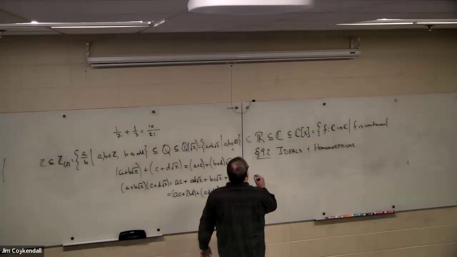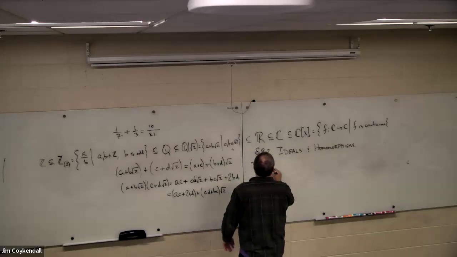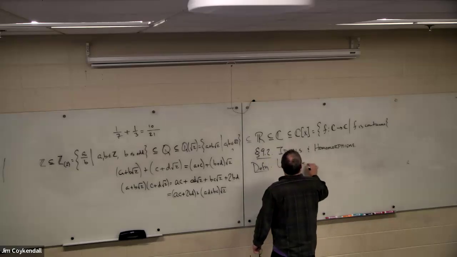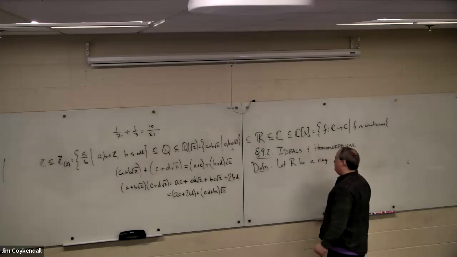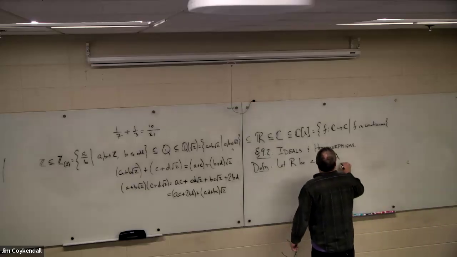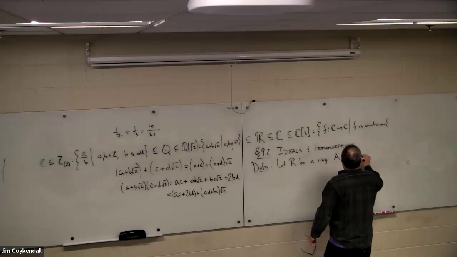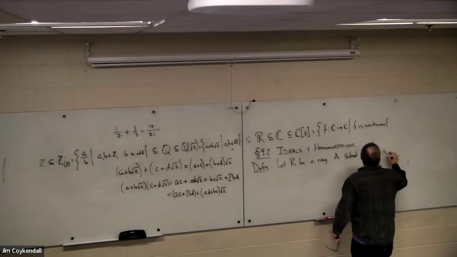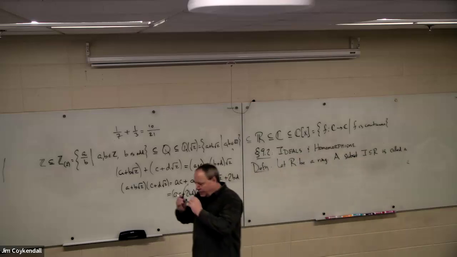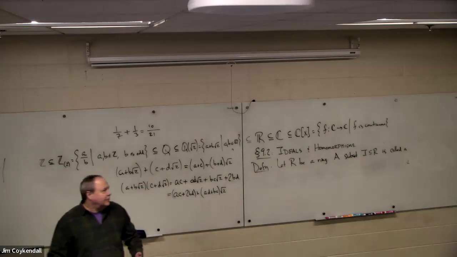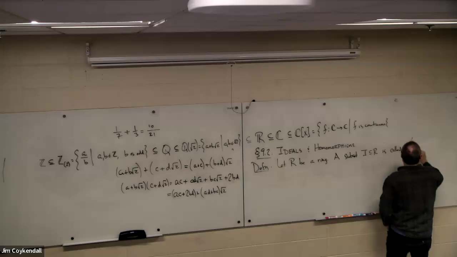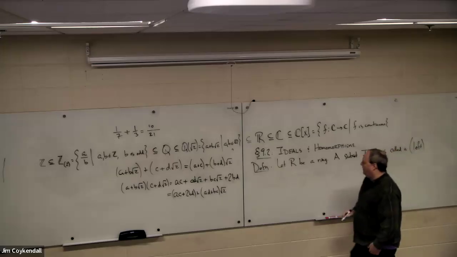Definition. I'll do this a little more generally. A subset I in R is called, I'm going to do this a little bit more generally than I will in class and practice. I'm going to start you with the most general notion. It's called a left ideal.